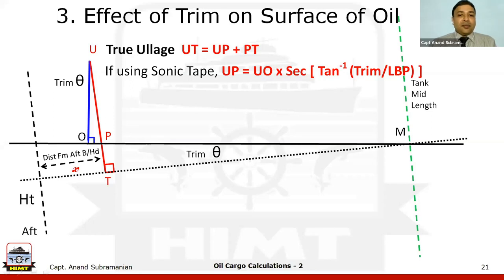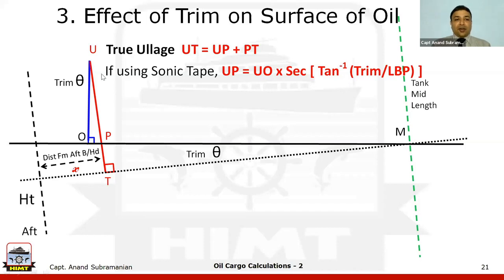Can somebody tell me why? Radar gauge is parallel to the bulkhead. Yeah, the radar gauge is parallel to the bulkhead. It is a fixed structure in the ship. When the ship is built, when the tanks are built, it is fixed. It will not go with gravity. Whereas UO, this tape, is hanging because of gravity. Gravity will always take it vertical, and the level of the oil is always horizontal. That is the reason we have a small offset over here.